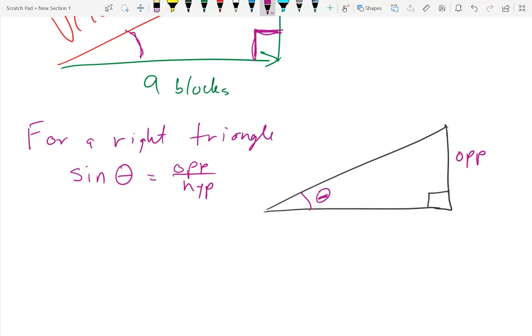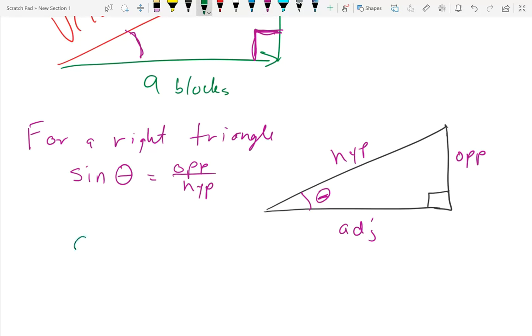One side is the hypotenuse. The hypotenuse is the side opposite the right angle. It's also always the longest side in a right triangle. And it's not defined for a non-right triangle. So this side here, opposite to the right angle, is the hypotenuse. And then the remaining side is the adjacent side. It's adjacent to the angle and not the hypotenuse. And so sine theta is the opposite over the hypotenuse.